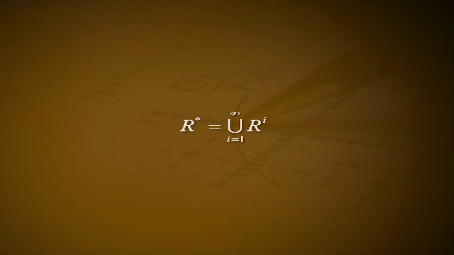Transitive closure. Definition. Let R be a relation on a set A. Recall that R squared is equal to R composition R and R raised to n is equal to R raised to n minus 1 composition R. We define R star to be the union of R raised to i where i runs from 1 to infinity. The following theorem applies. Theorem 3. R star is the transitive closure of a relation R.